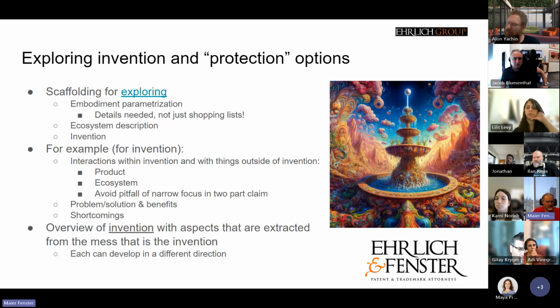We have a practice of writing an overview of the invention where we explore the invention. And here we explicitly extract concepts from the invention and develop it. Of course, when you develop each one of them, they develop in a separate direction and generate more details.